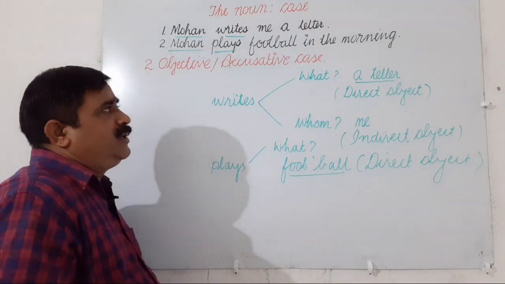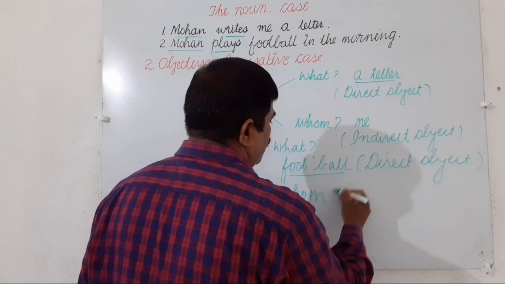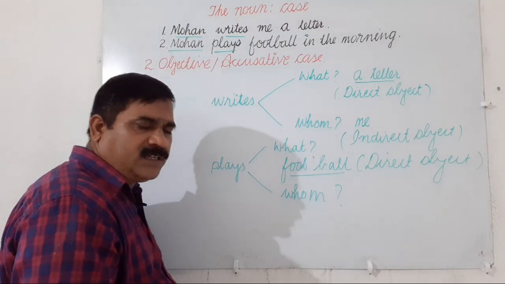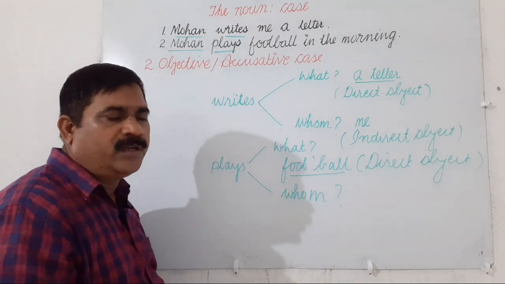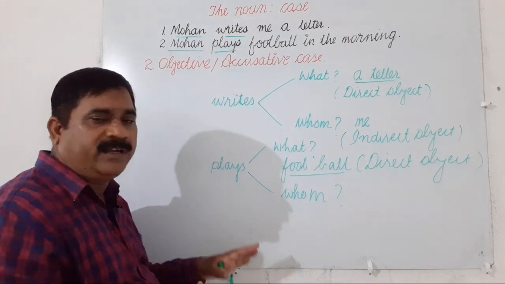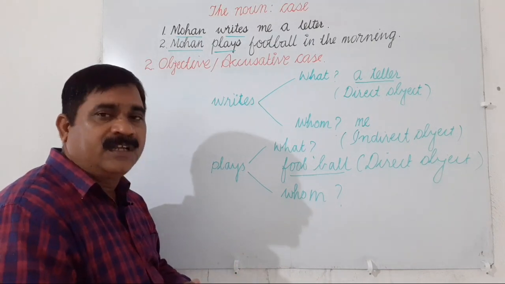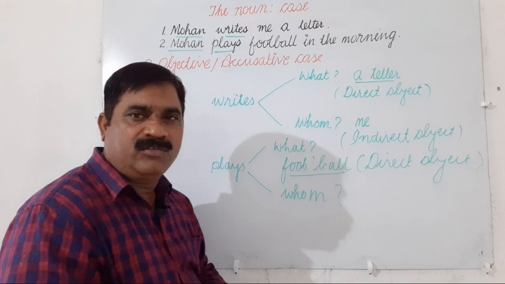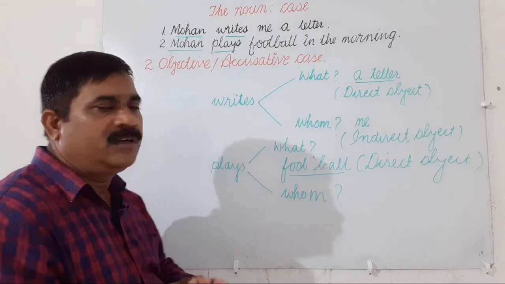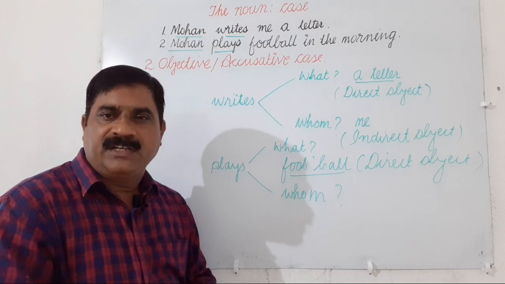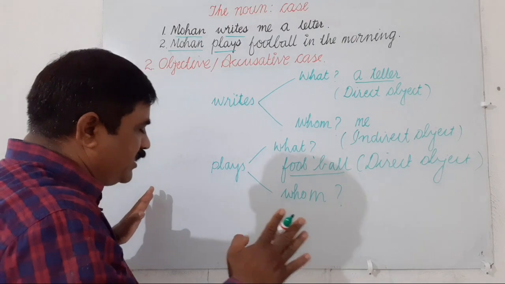Mohan plays football in the morning. Whom? Are you getting an answer in response to the interrogative whom? No, there is no indirect object used in the second sentence. I think you would be able to find out both kinds of object by using this particular structure. It's very easy.